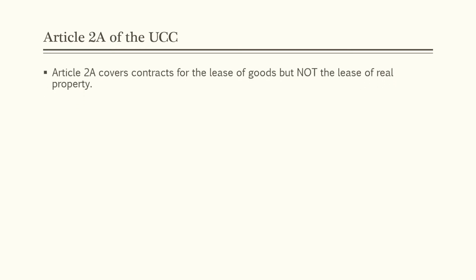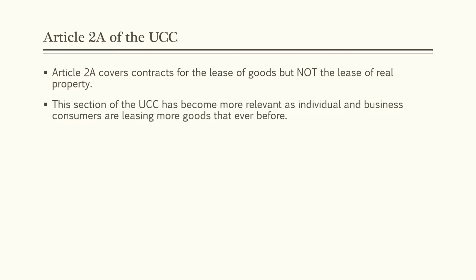Next, we'll discuss Article 2A of the UCC. Remember, this too is not passed in Louisiana or Puerto Rico. Article 2A covers contracts for the lease of goods, but not the lease of real property. Remember, if it's a lease concerning land or real property, you know Article 2A does not apply.